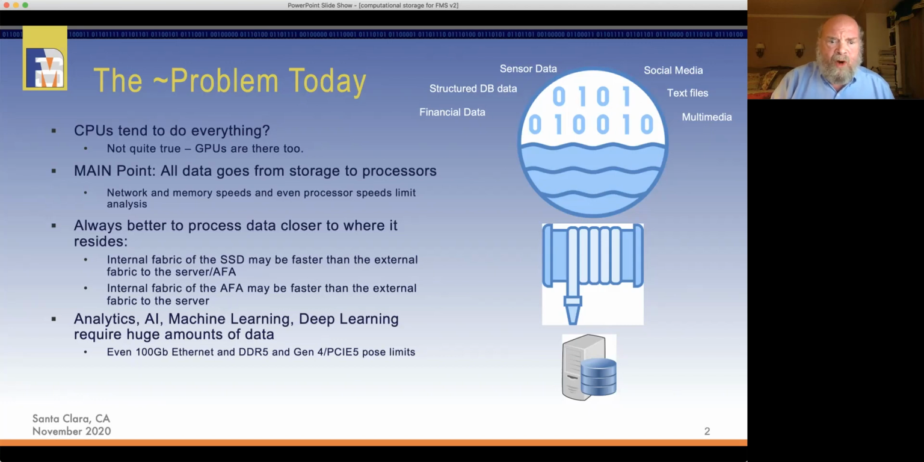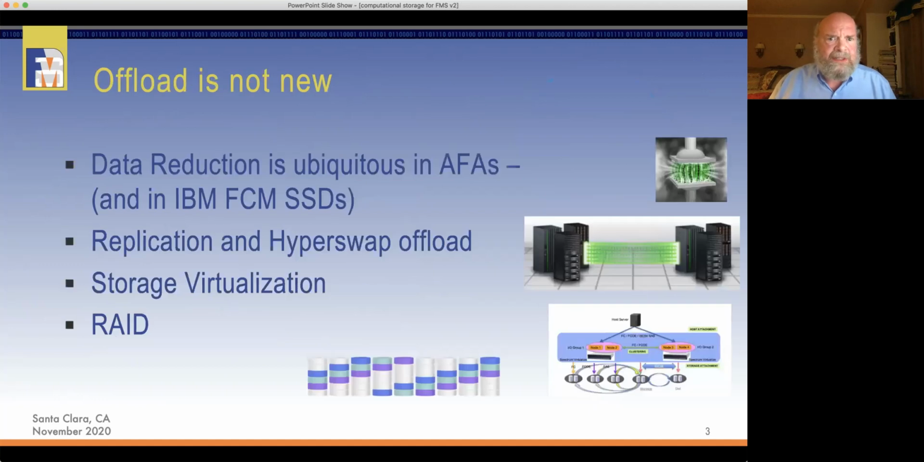So when you think about all the analytics we want to do, all the AI we want to do, and as much data as possible to look at, even 100 gigabit Ethernet, even DDR5, even Gen 5 PCI Express pose limits on how much data can be processed. That's the problem today. Now, the beauty of the solution is that offload is really not new. We've had offload since almost the beginning of compute, especially in the storage industry, and with all-flash arrays in particular, there is already a lot of offload.